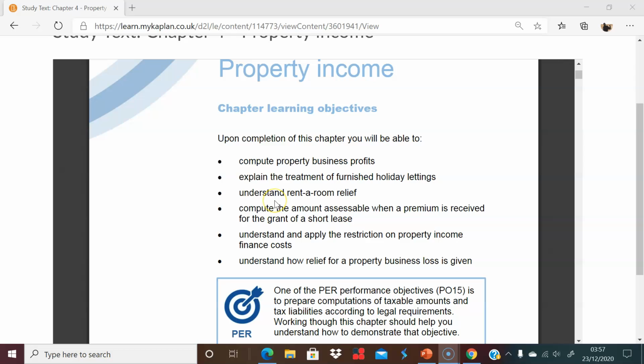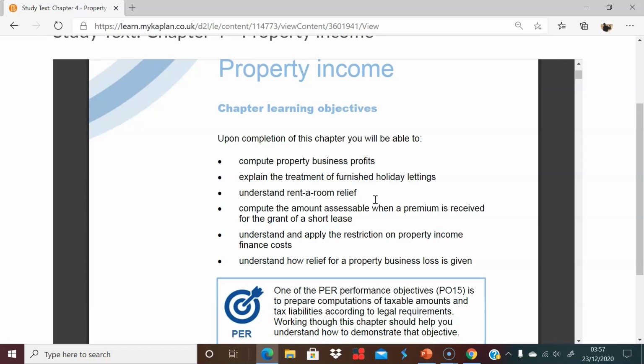So the first bit we're going to talk about, let's just look at the objectives: property business profits, furnished holiday lettings, rent a room, and the premium on a short lease. The point is that we're going to talk through each of these, and I might try and make them in separate videos.